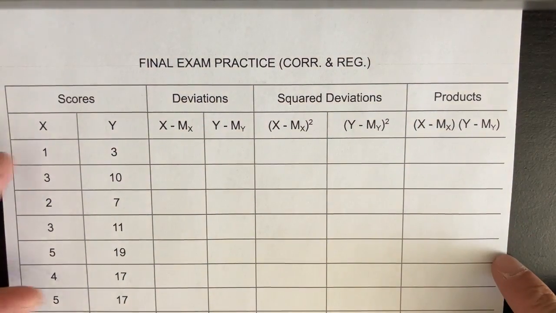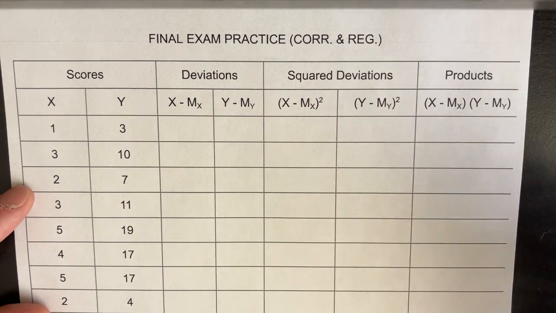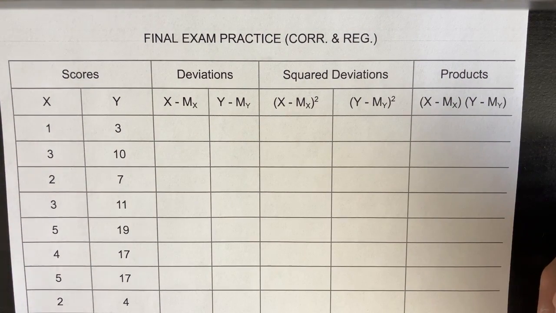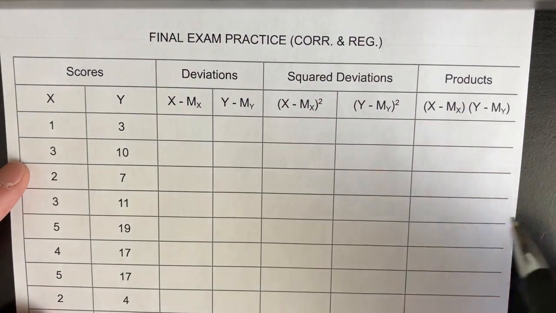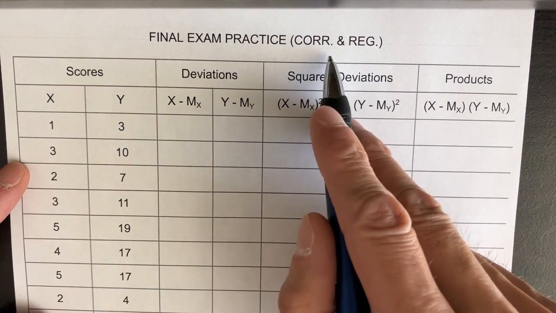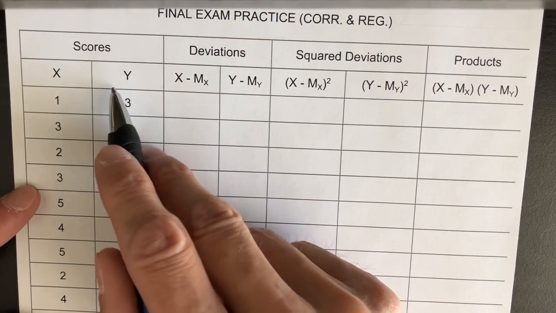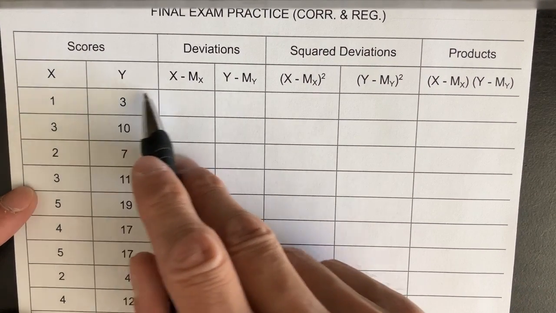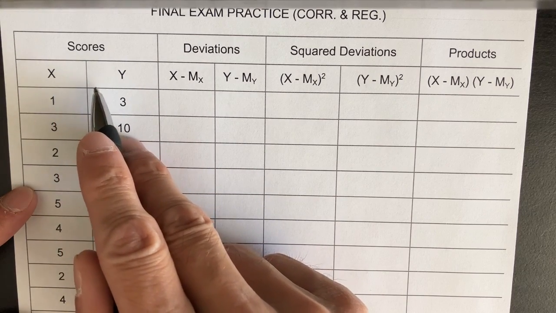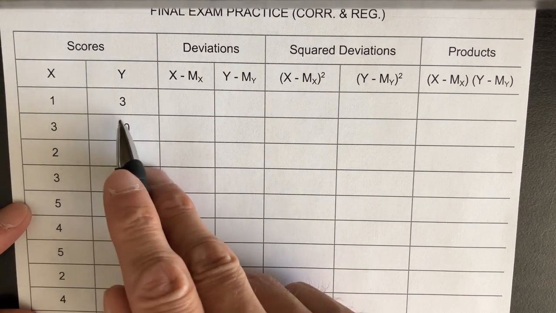The first thing you should do when you get any math assignment or worksheet is look it over and see what you're going to have to do. So we can see here that it says correlation and regression, so that's what we're going to be working on. Our table has a number of columns. It has this thicker column which says scores, subdivided into an X and a Y column, and you can see that we have the points here.